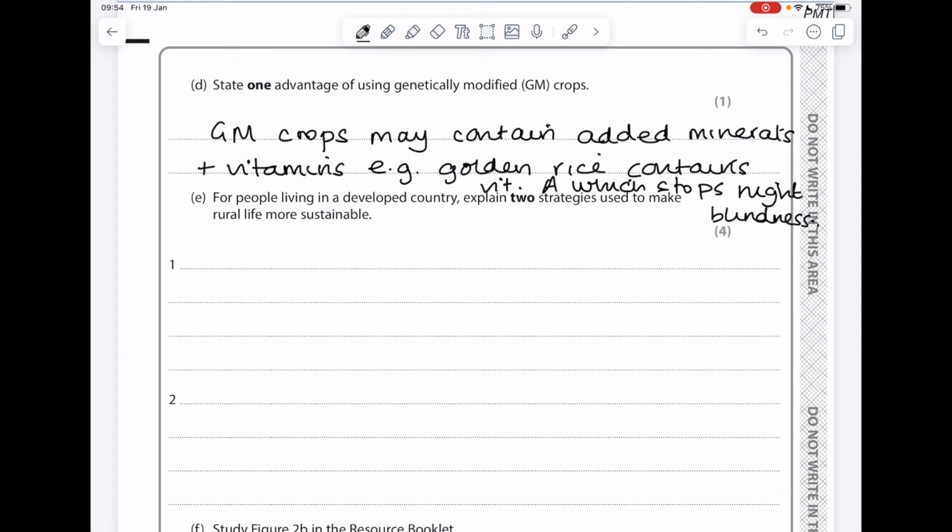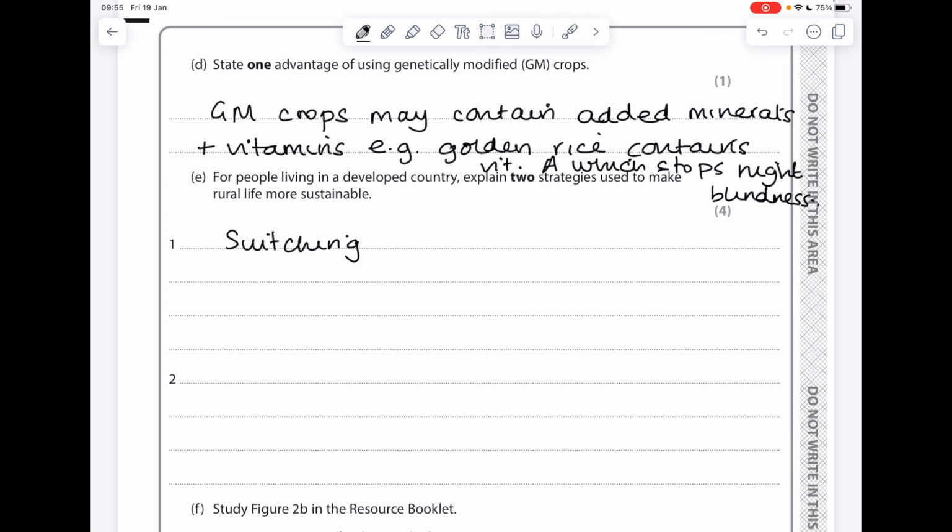For people living in a developed country, explain 2 strategies used to make rural life more sustainable. I mean, they've already told us about organic farming, so why not? Let's switch to organic farming. And what you actually find when people do organic farming is that they're able to charge higher prices because people are prepared to pay for that. In developed countries, you'll often find pick your own. So where I live, there's pick your own strawberry farms, blueberry farms. And again, that can compensate for falling prices of crops and increase the profitability of the farm.